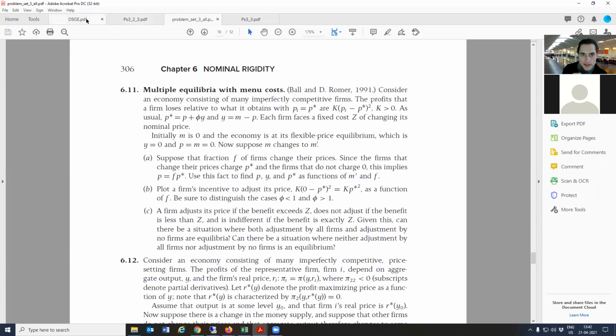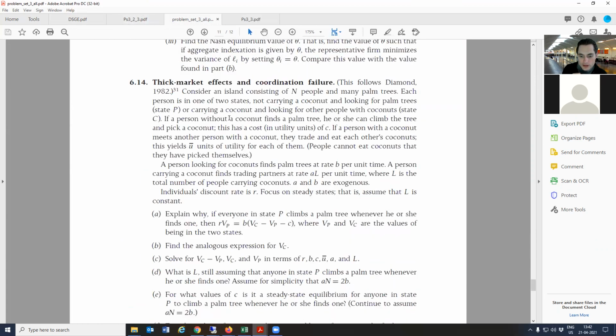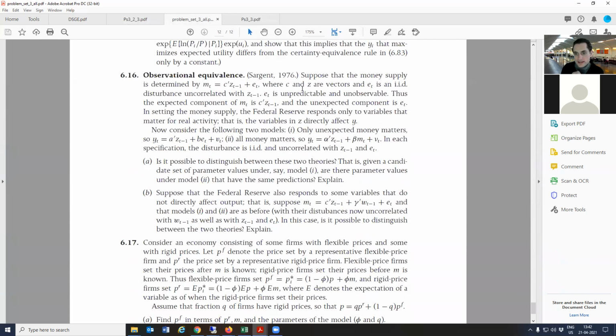All right. Well, then the second question that was assigned is this one, which is actually more of a chatty question. So suppose that the money supply is, observational equivalence. Suppose that the money supply is determined by M_t equals c times z_{t-1} plus e_t, where c and z are vectors and e_t is an IID disturbance uncorrelated with z_{t-1}. And then e_t is white noise. You can't predict it. It's unobservable.